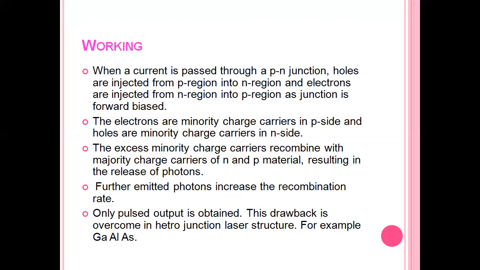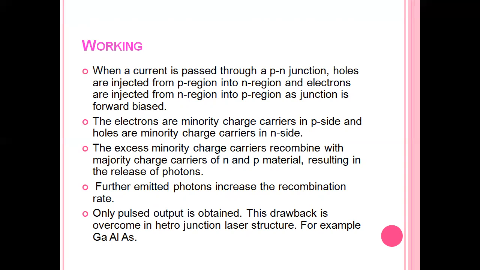Suppose electrons on the n side, when they are injected from n to p, in the p region these electrons are the minority carriers. Similarly, the holes which are getting injected from p-type material to n-type become minority carriers on the n side. So these electrons are minority charge carriers on the p side, and holes are minority charge carriers on the n side. The excess minority charge carriers recombine with majority carriers of the n and p materials, resulting in release of photons. Further emitted photons increase the recombination rate, thereby increasing the output.